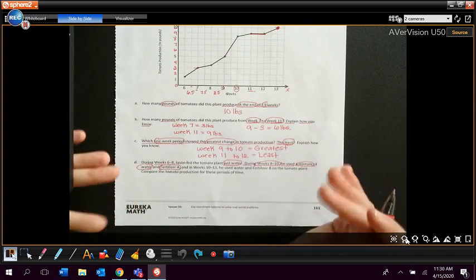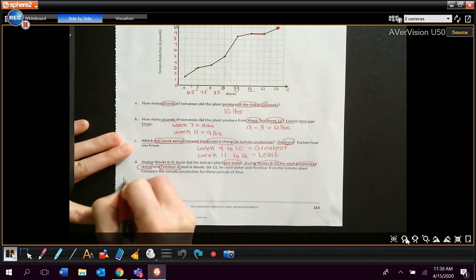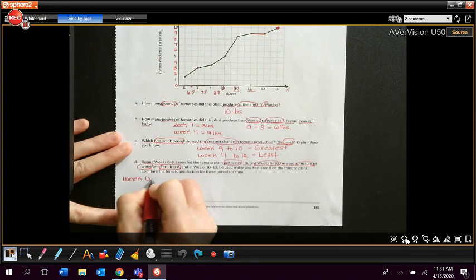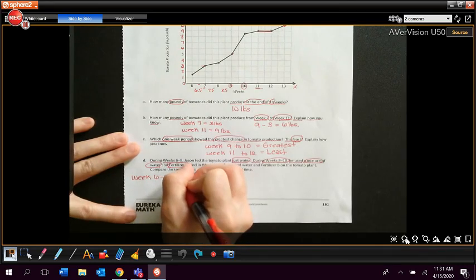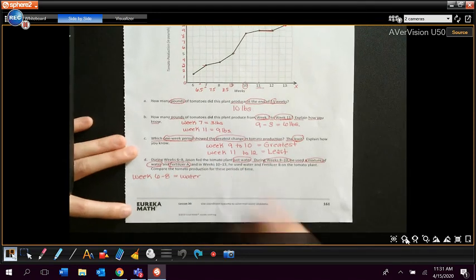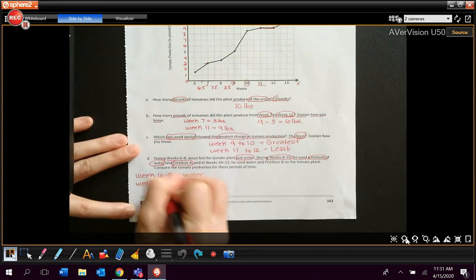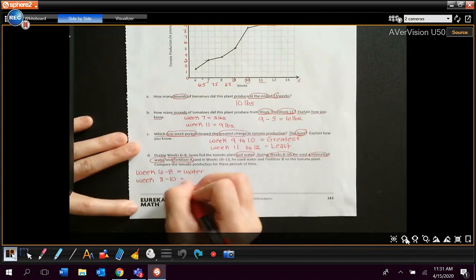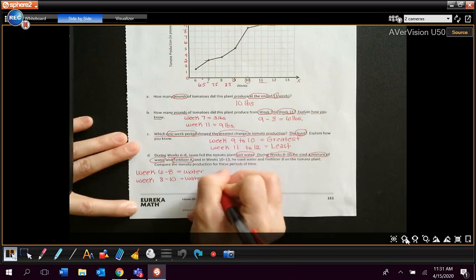So I'm going to begin by making my little list so I know what's going on and I can understand all my information. So during week 6 and 8, I'm going to first write my week. Week 6 through 8, he used just water. So I'm going to do water. During weeks 8-10, so week 8 through 10, he used a mixture of water and fertilizer A. I'm going to write FA for fertilizer A.